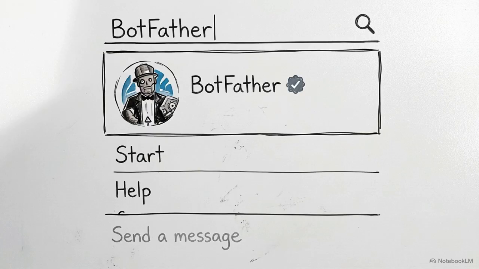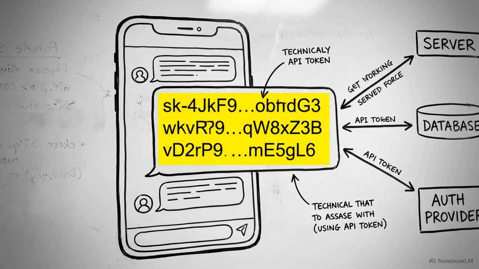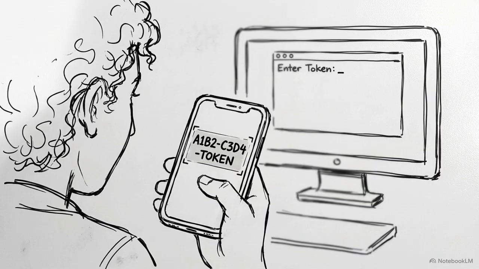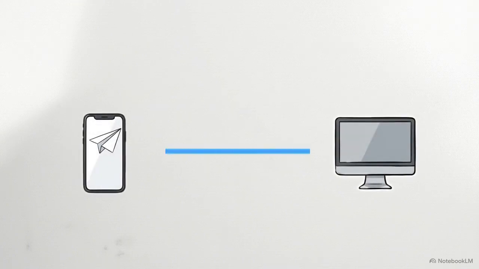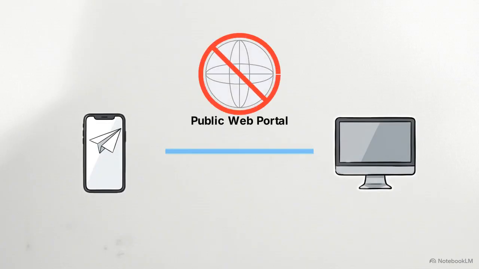This is the Telegram app interface. To connect the agent, search for an automated system account called BotFather and send it a message to generate your API token. Copy that generated token from your phone, switch back to the Mac terminal, and paste it in to finalize the connection. The agent is now tethered to your mobile device, providing a private interface for remote commands without needing to host a public web portal.